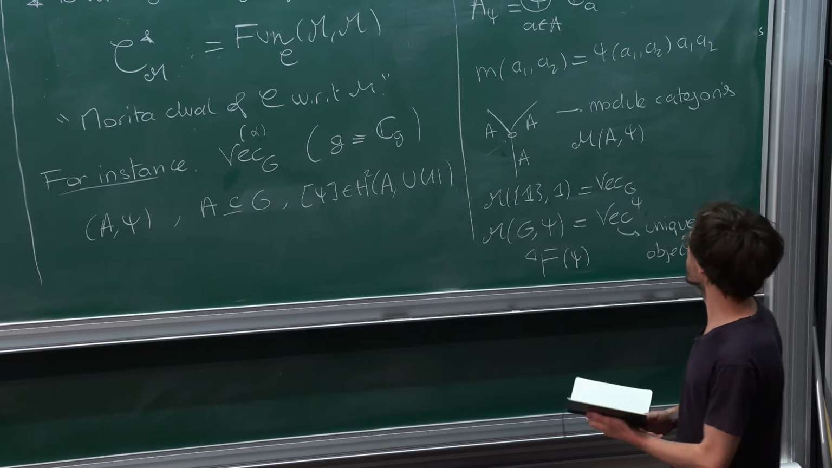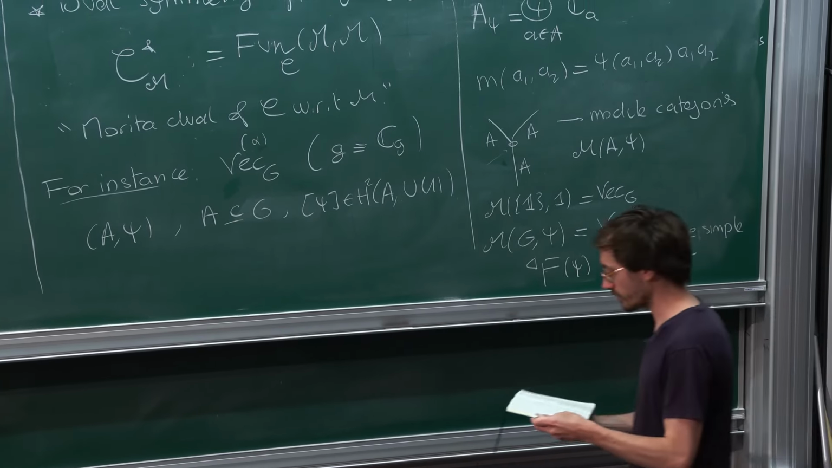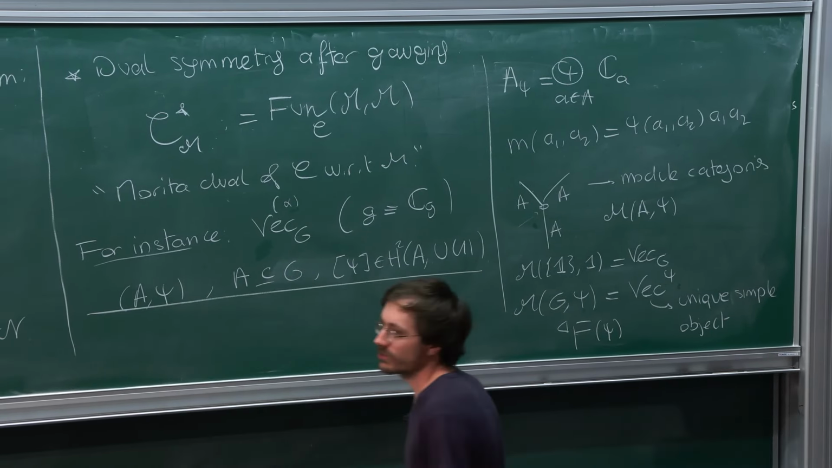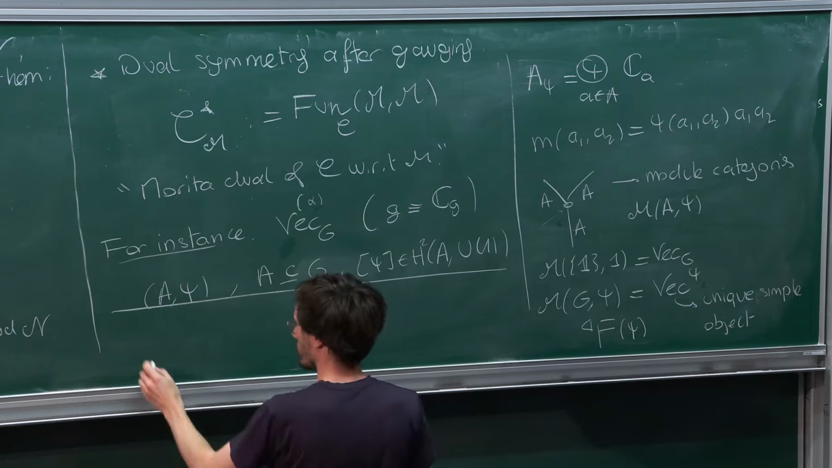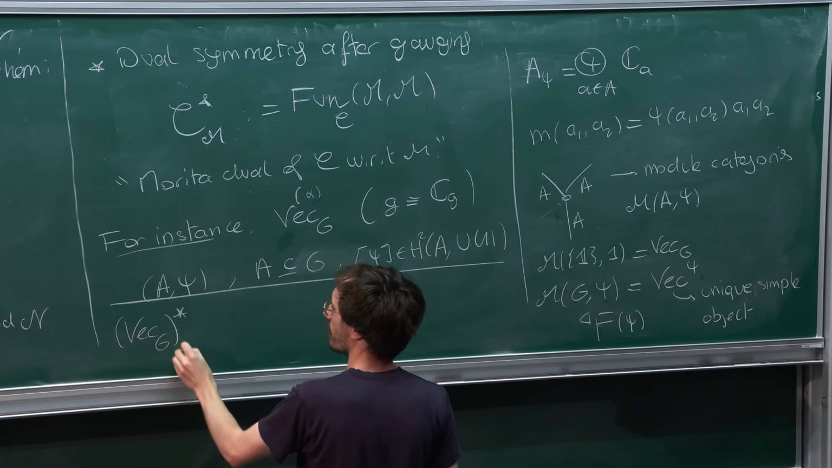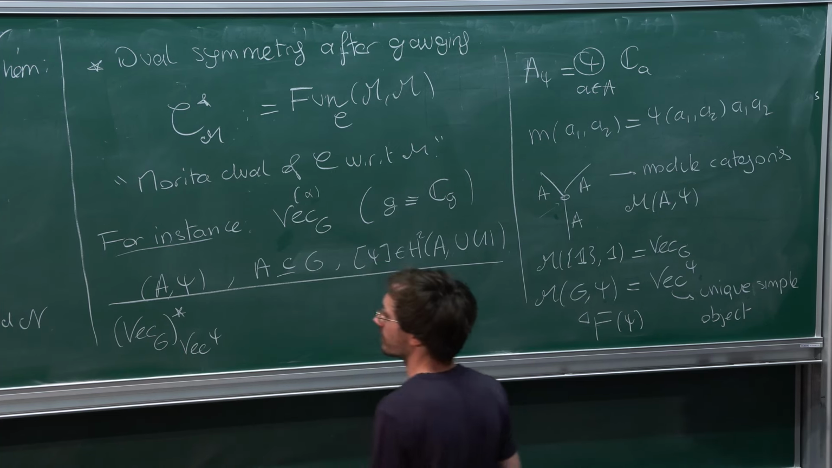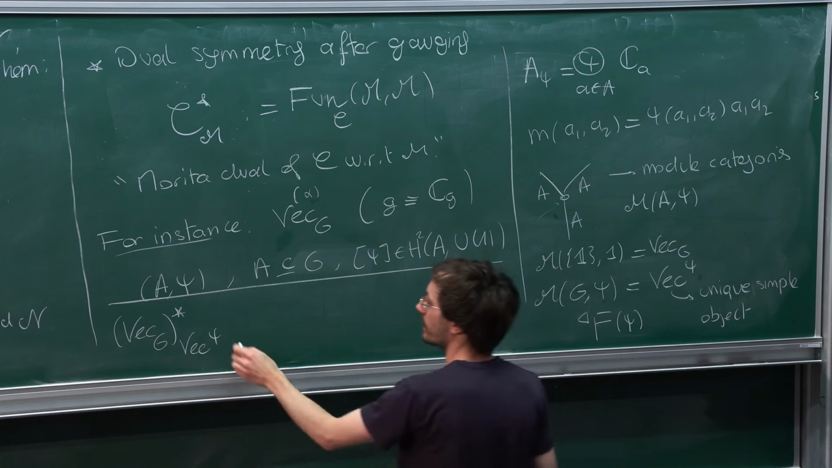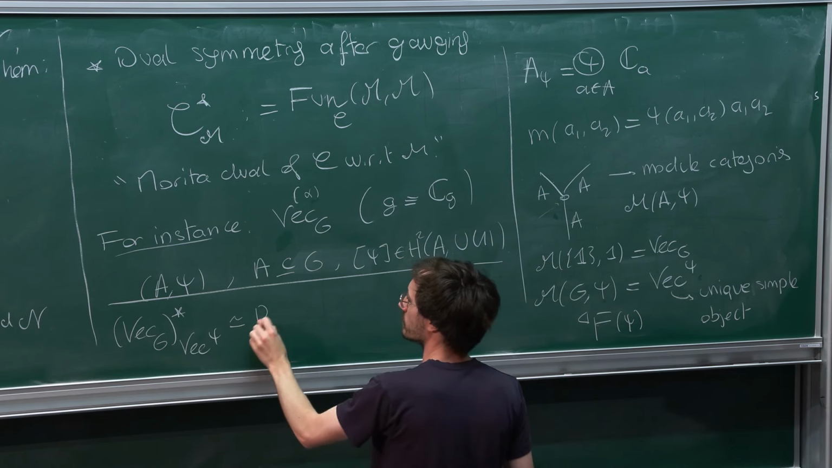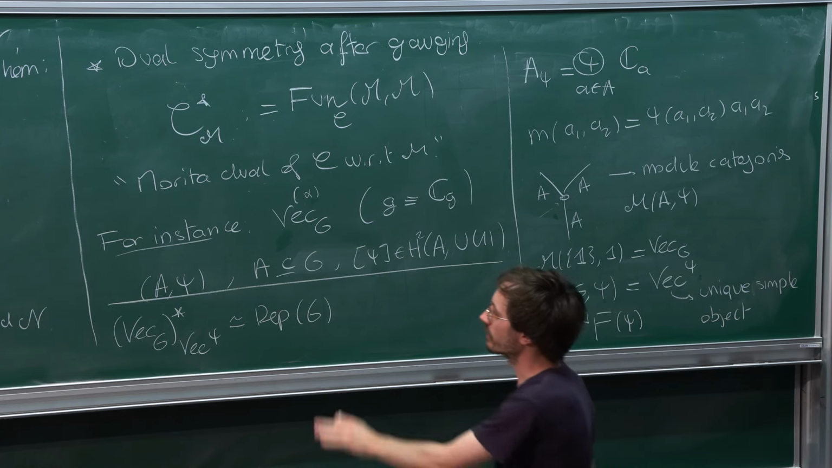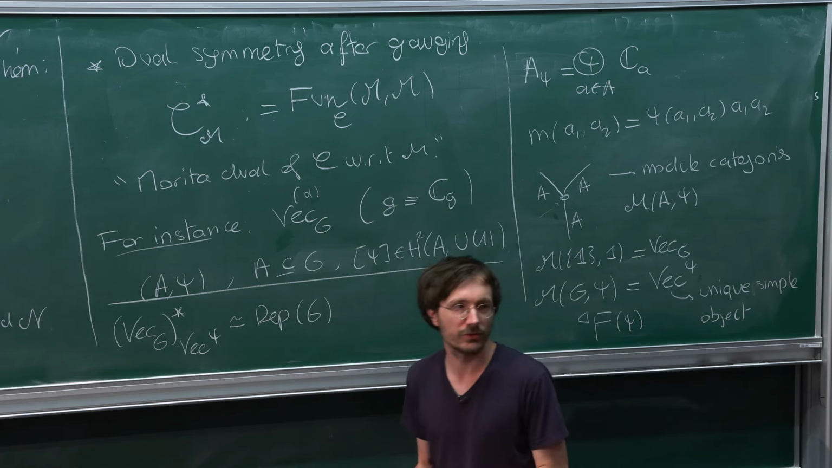Let's say, considering this case, what happens to the symmetry after you gauge? What we are interested in is the dual of Vec_G with respect to this ψ. There is potentially a choice of discrete torsion, and this is equivalent, and it's an interesting computation to do, to the category of representations of the group.